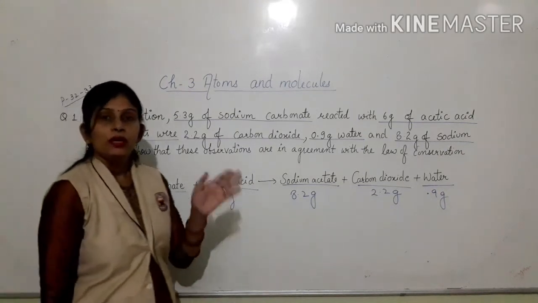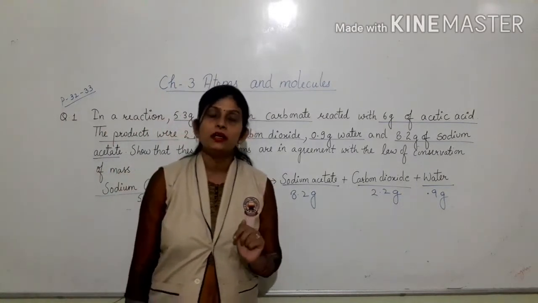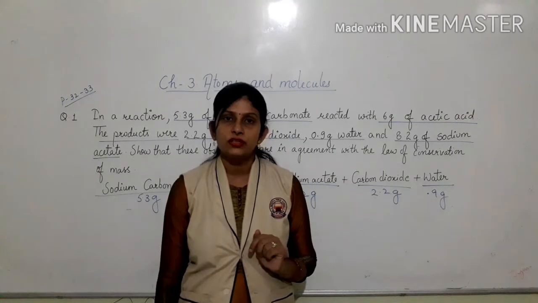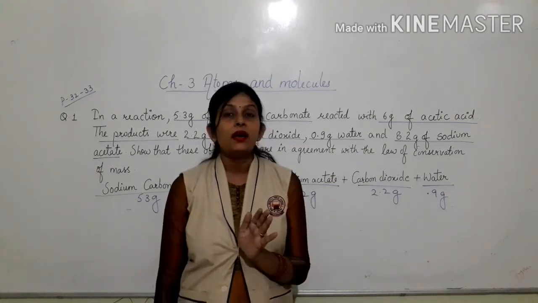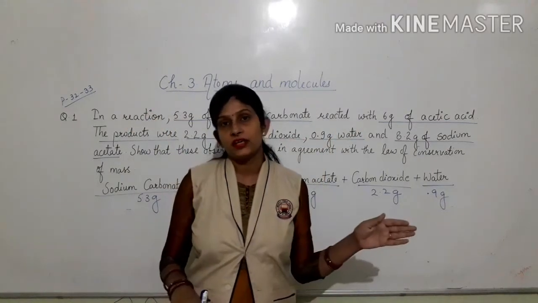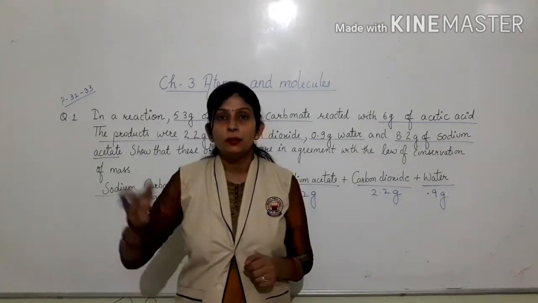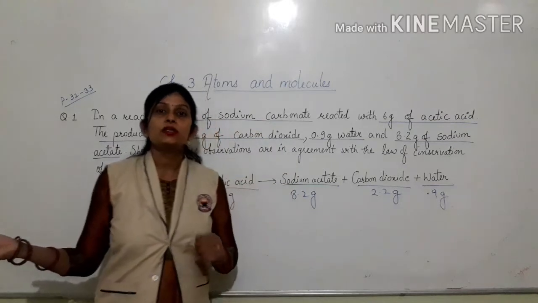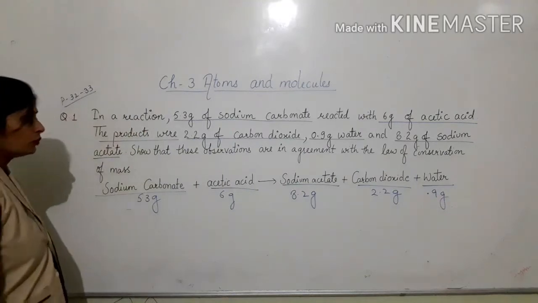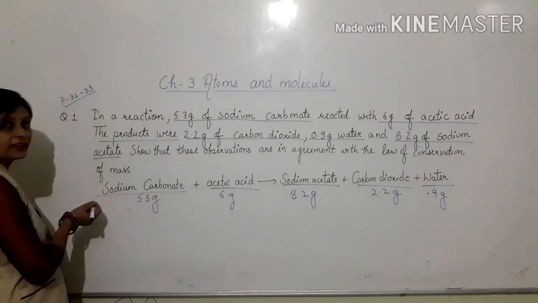Now let us recall the law of conservation of mass. As I told you earlier, the law of conservation of mass was given by Antoine L. Lavoisier. This law states that mass can neither be created nor destroyed in a chemical reaction. So, the total mass of the reactants before the reaction is equal to the total mass of the products after the reaction.